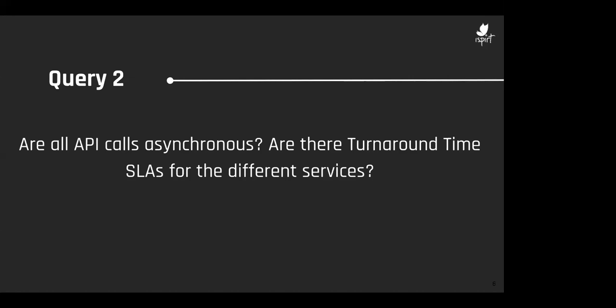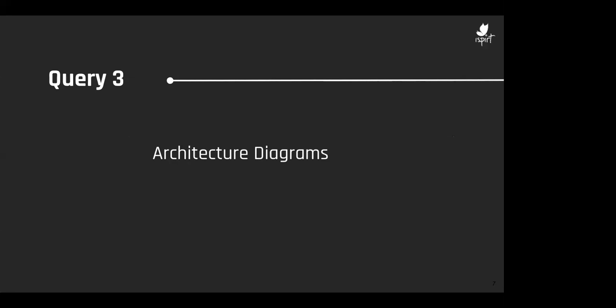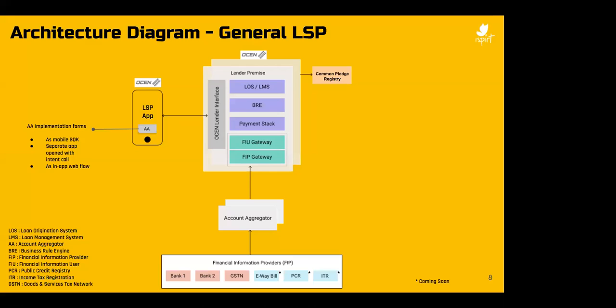Now, with these two prominent queries out of the way, let's deep dive into an architecture diagram here that will give us a lay of the land. We'll discuss broadly the interaction between different entities here for bringing cash flow-based lending to life. So let's start with the top left with the LSP, the Loan Service Provider app. You can see the LSP app over here.